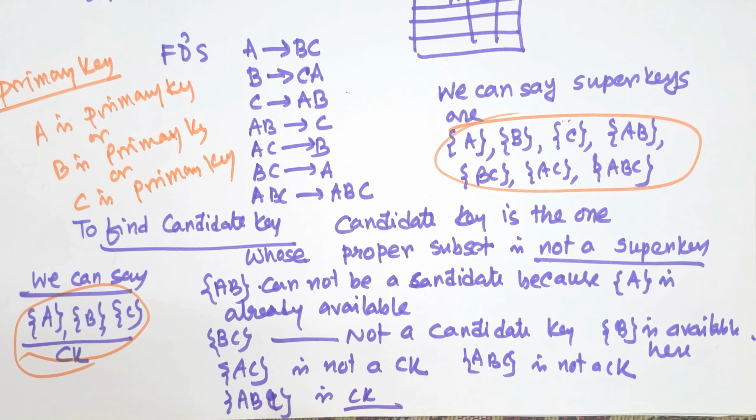So here A, B, C are the candidate keys. And the primary key is chosen from the candidate keys. So we can choose either A, B or C. Any one of them we can choose from the candidate keys. So this is the concept through which we can find the different keys from a table or relation.